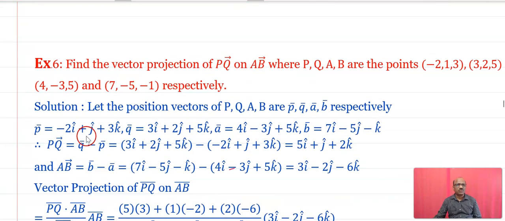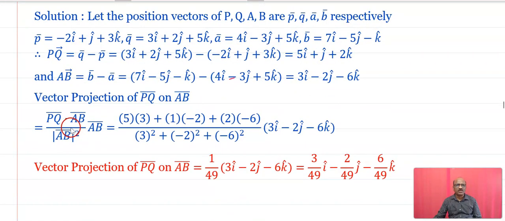What about their dot product? That is PQ bar dot AB bar. What is the PQ? PQ is 5i cap plus j cap plus 2k cap, and AB is 3i cap minus 2j cap minus 6k cap. 5 into 3 plus 1 into minus 2 plus 2 into minus 6, upon mod of AB square, which is the 3 square plus minus 2 square plus minus 6 square, into AB bar, which is 3i cap minus 2j cap minus 6k cap.